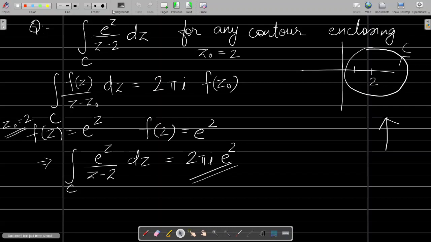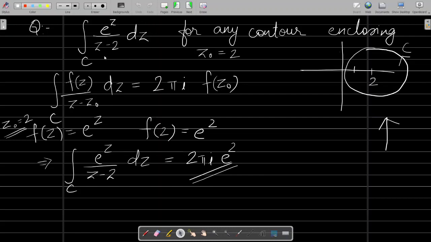If you look at this function as a whole, e raised to z by z minus 2, that is not analytic inside this region, because the point at which it is not analytic is z equal to 2, and that lies inside the curve. But we are only interested in what is there in the numerator. Numerator is e raised to z. E raised to z is analytic inside C. So we can use Cauchy's integral formula. That is, integral over C f of z by z minus z naught dz is 2 pi i into f of z naught. And we have arrived at the answer 2 pi i into e square.